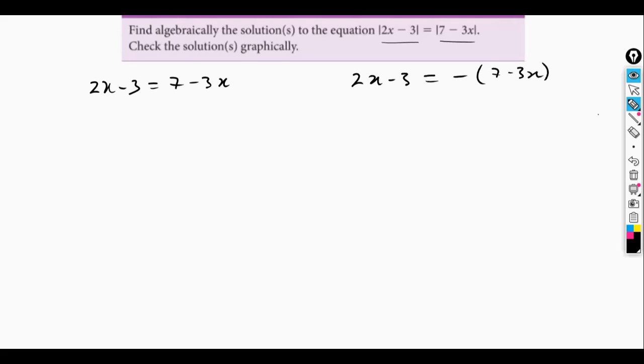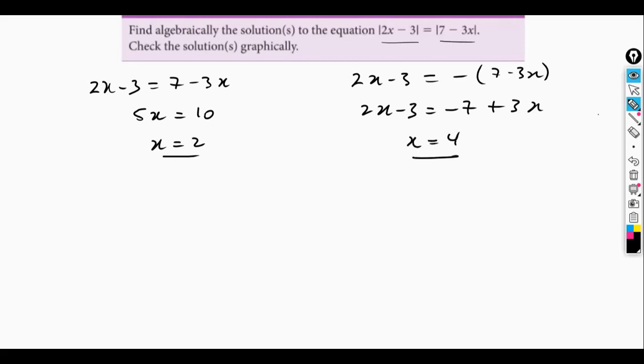So let's solve for these. 5x is equal to 10. Therefore, x equals 2. And then for this one, we're going to get 2x minus 3 is equal to minus 7 plus 3x. And if we rearrange, we can get that x is equal to 4. So these are the two possible solutions for this equation. Now we can test it by plugging it back in and we'll see that they both work. But let's check them graphically.